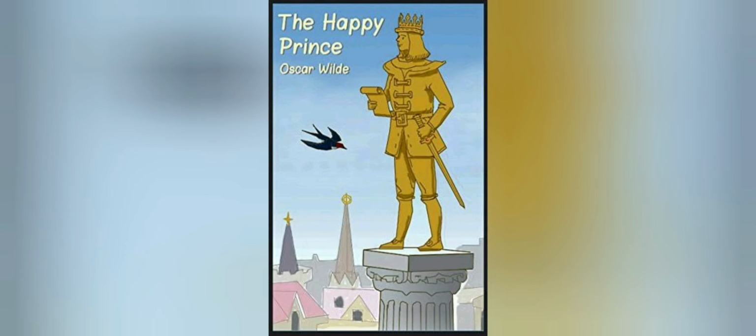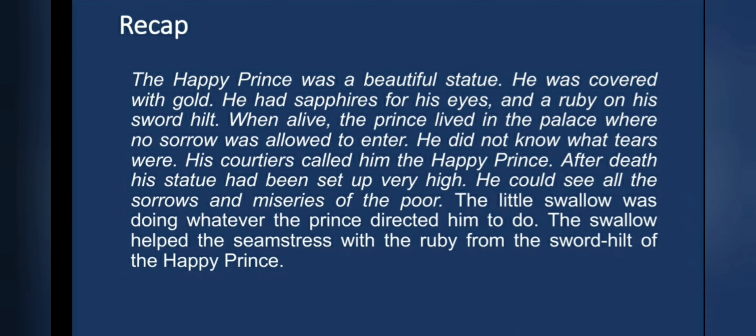The Happy Prince, written by Oscar Wilde. In our previous session, we came to know about the Happy Prince. The Happy Prince was a beautiful statue. He was covered with gold. He had sapphires for his eyes and a ruby on his sword hilt.